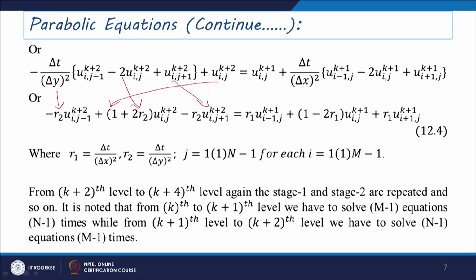Similarly, on the right hand side, ui minus 1 j k plus 1 is associated with the term R1 into ui minus 1 j k plus 1. One term comes from this one, and minus 2R1, and the last term is as usual. From the k plus 2th level to the k plus 4th level, stage 1 and stage 2 are repeated again, and so on we can go.